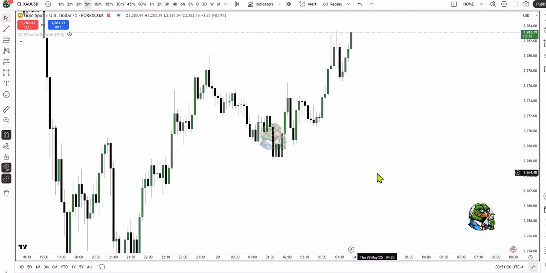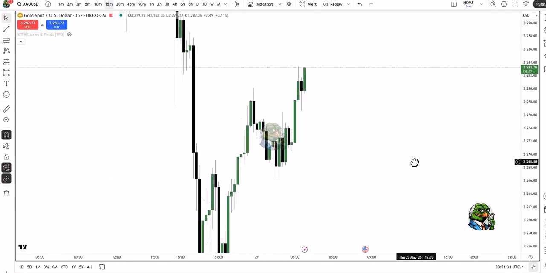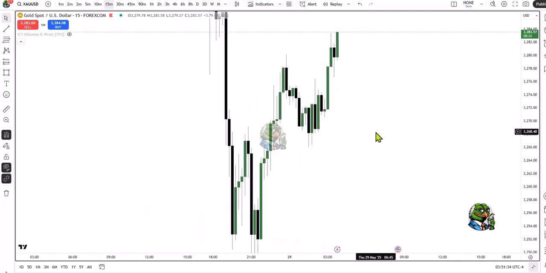Before I get into that, let me show you on a 15-minute why that's important. You can see that as price is moving up, we're seeing momentum, bullish Fibonacci gaps on a 50-minute time frame, which is what I mentioned to VIP today.